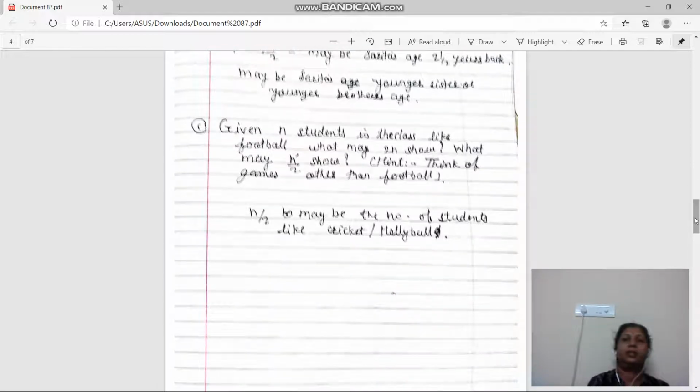Given n students in the class like football, what may 2n show and what may n upon 2 show? So you have to consider another game. Suppose it is n upon 2. So n upon 2 may be the number of students who like cricket, and 2n may be the number of students who like volleyball, or take another game. So now we have completed exercise 11.4.